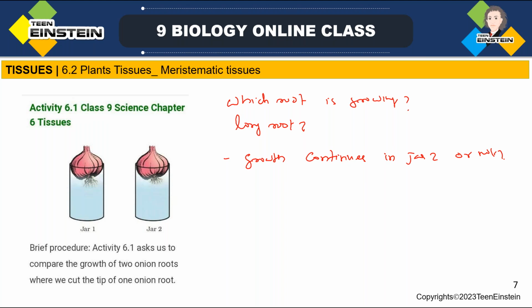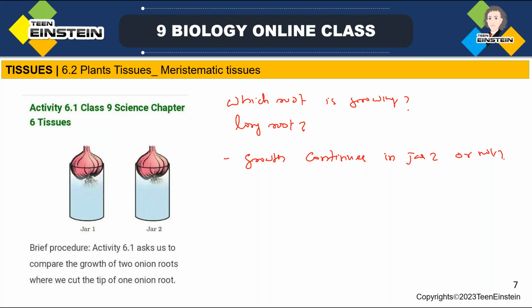After cutting the onion root tip in the second jar, we couldn't see any further growth, like the experiment we have already explained in the previous part. That's why we will not see any further growth in the second jar. Why would the tip stop growing in jar 2? That is the last question. Here we get the complete answer for this activity.